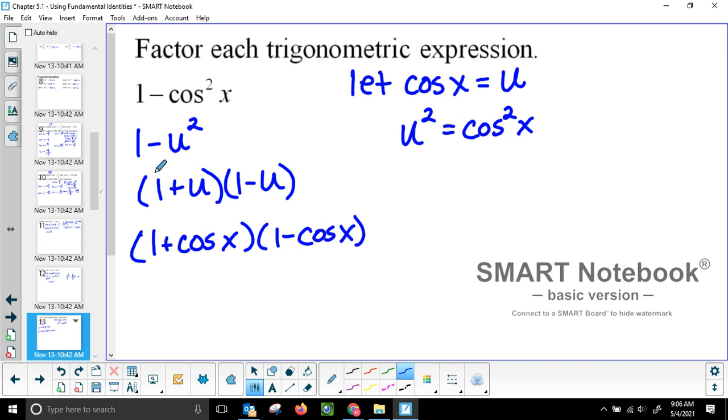Now, you don't have to do this u stuff. It's quite plausible and even easy to look at this and say, oh, this is a difference of perfect squares, and jump straight to here. That's perfectly fine, but not all of us can see it that way. So sometimes it does help to put it into a form that we're more comfortable with or that we are more used to seeing. Fair enough?